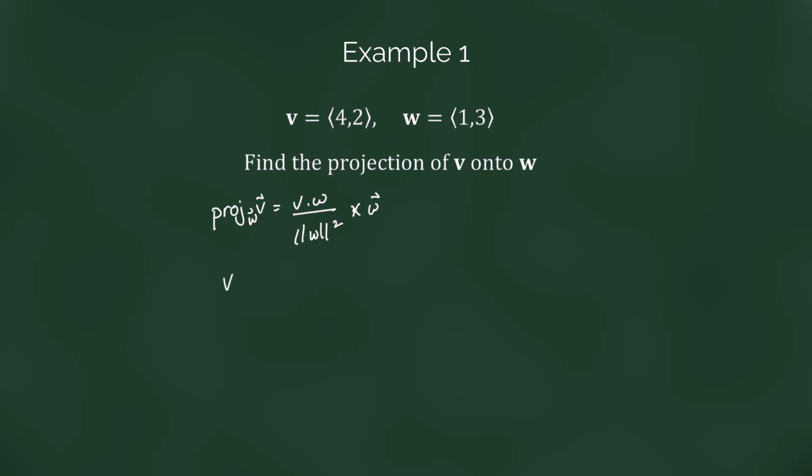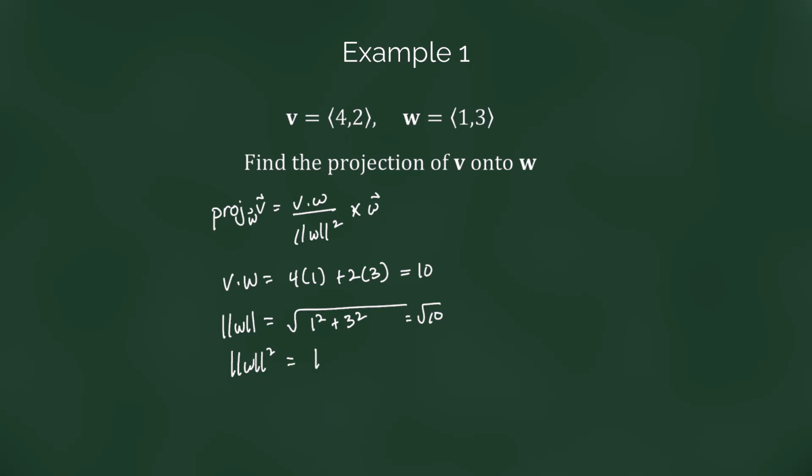Let's compute the dot product first. V dot W, we can do that component-wise. We're going to do 4 times 1 plus 2 times 3, and we get 10. Now we'll do the magnitude of W. That is going to be the square root of 1 squared plus 3 squared, which is the square root of 10. But of course, we're going to square that, and we get 10. So now when we plug that into our formula, V dot W is 10. The magnitude of W squared is 10. W is the vector 1, 3. And so we see that the projection of V onto W is actually the vector W itself.